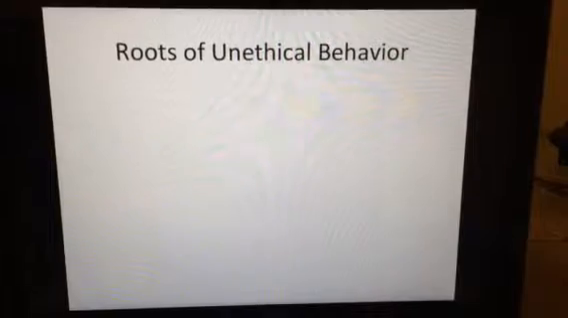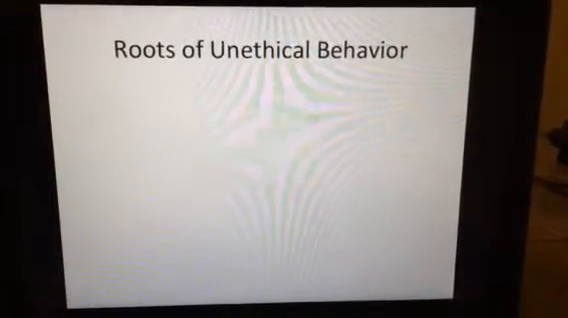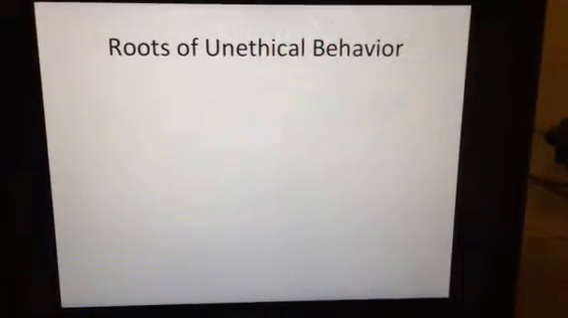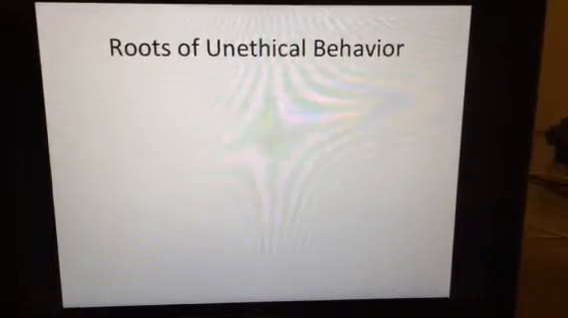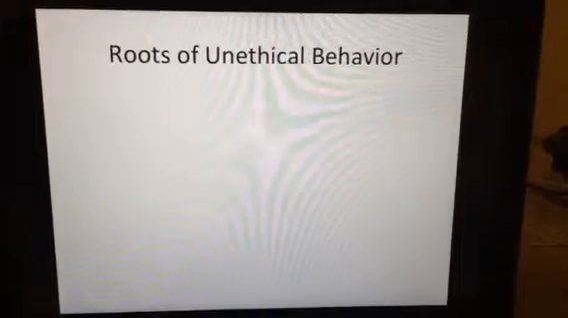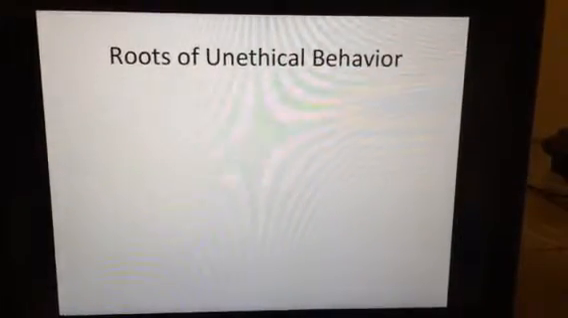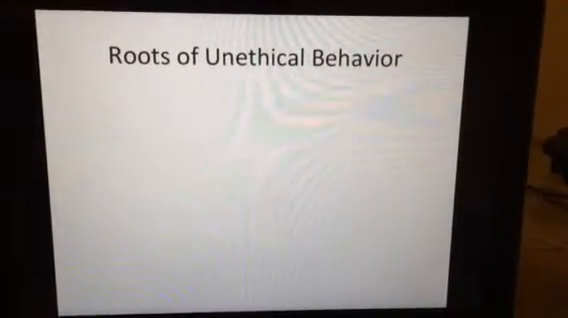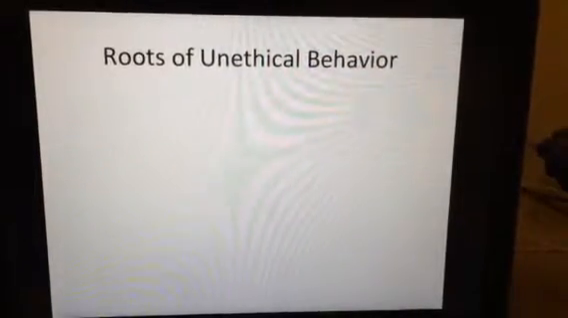The roots of unethical behavior stem from six different topics. The first one being personal ethics, the second being decision-making processes, the third being organizational culture, then unrealistic performance expectations, leadership, and societal culture.